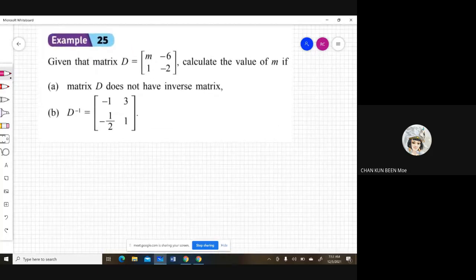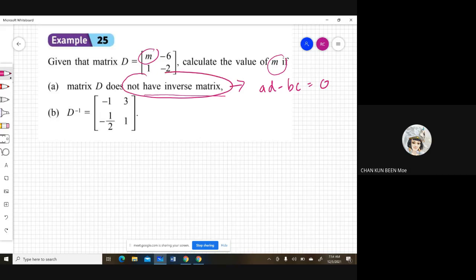Okay, given matrix D is equal to M, -6, 1, -2. Calculate the value of M. So you need to calculate this one. Matrix D, if matrix D does not have inverse matrix, what does it mean? It means the, what do you call it already? The AD minus BC. Yes, correct. The determinant AD minus BC will be equal to 0 if there is no inverse matrix.